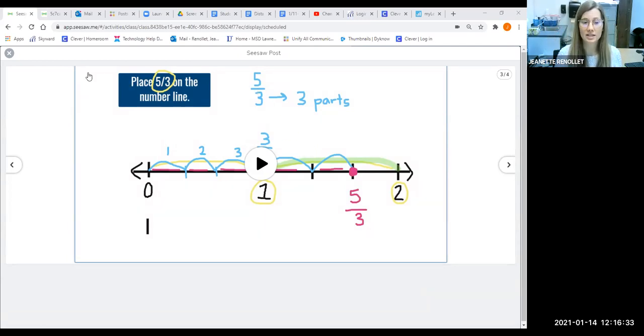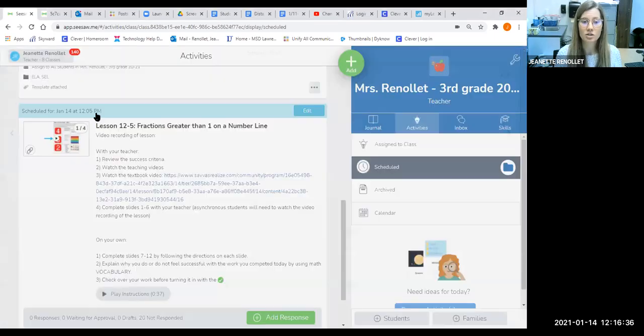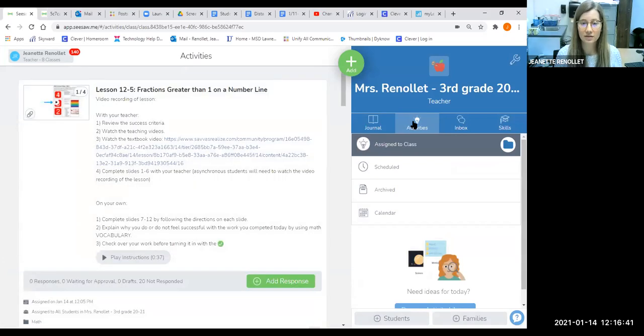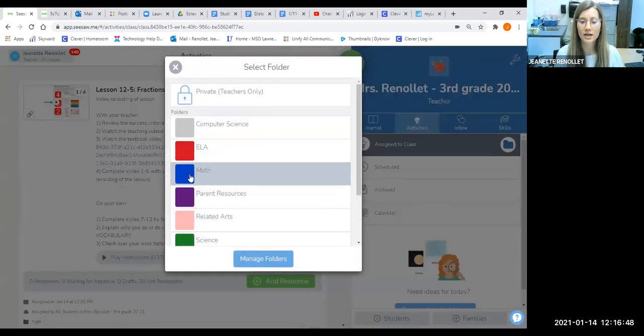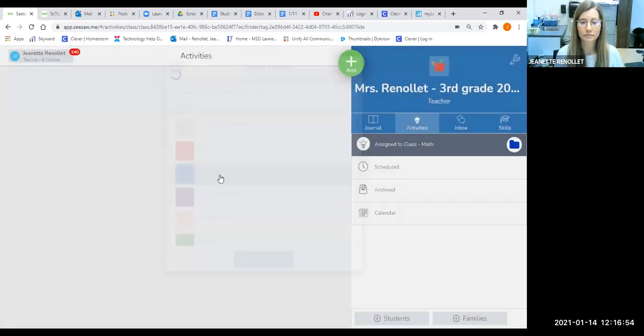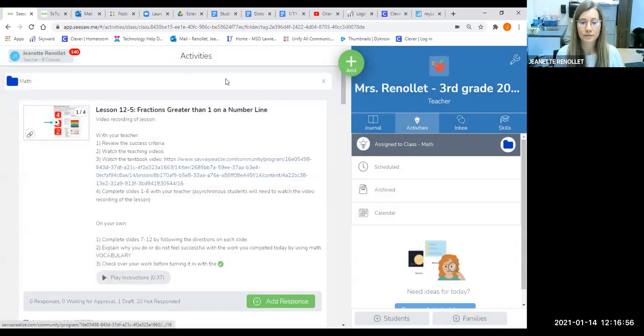We are going to practice this together today. Please join me on Seesaw. You will click Activities, Assign to Class folder, and we're working in blue math. Our task today is called Lesson 12:5, fractions greater than 1 on a number line. Go ahead and pull that up, please.